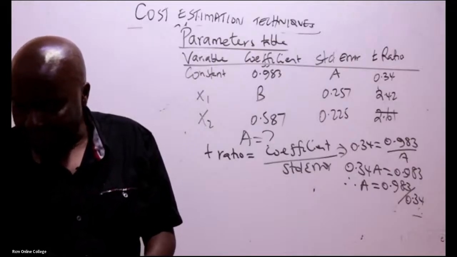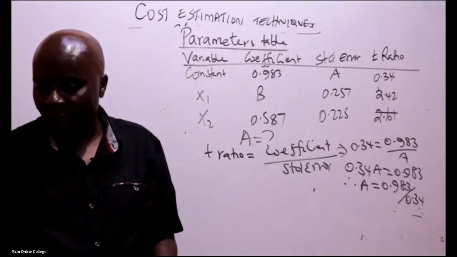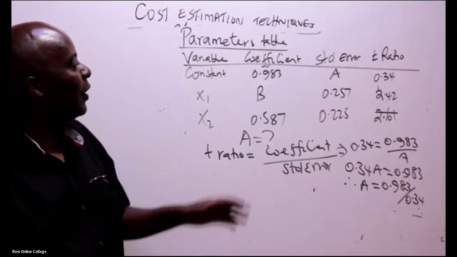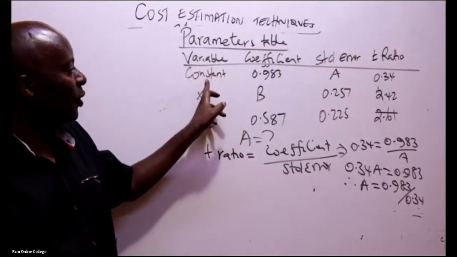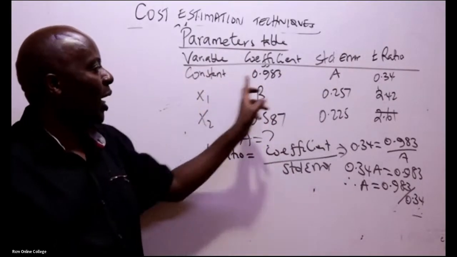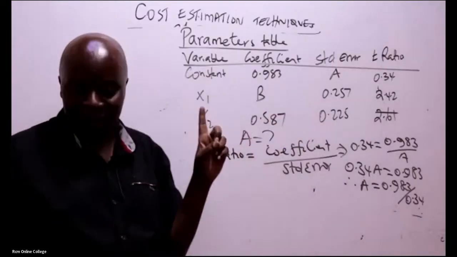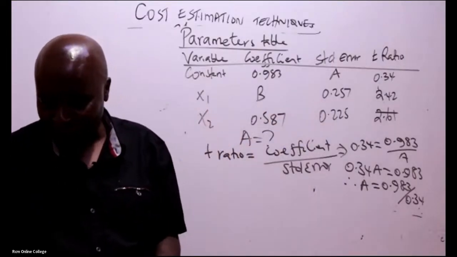Thank you so much, Robert. Every independent variable shall have its own T-ratio. Even constants that we have, like this constant, has its own t-ratio. X1 has its own t-ratio. X2 has its own t-ratio. That's a very, very good question.